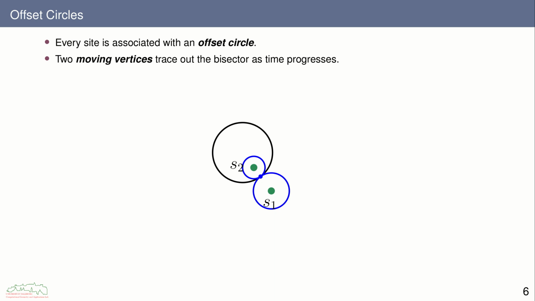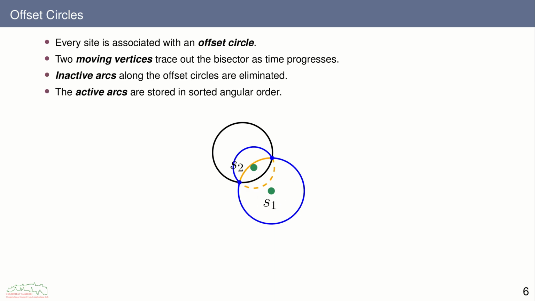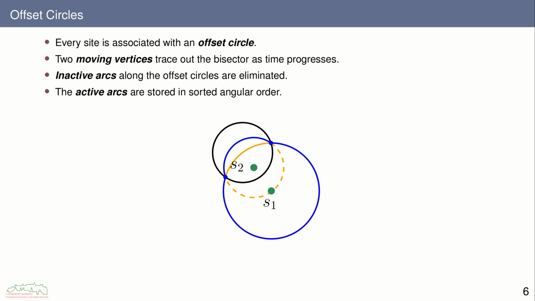Whenever the two offset circles initially touch, we say they trigger a collision event. From this point in time on, two moving vertices trace out the corresponding bisector. It is easy to see that the section along the offset circle of S2, which is highlighted by the dashed orange arc that lies within the offset circle of S1, will at no future point in time contribute to the wavefront again. Thus, we call such an arc inactive. Clearly, this inactive arc can be ignored from here on out.